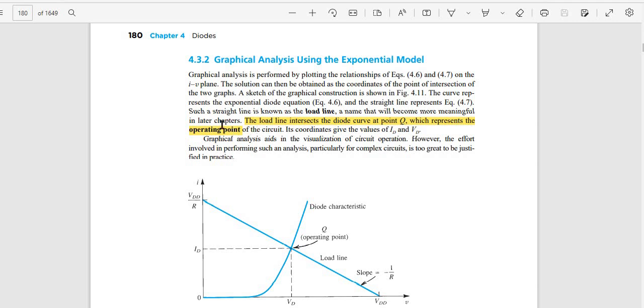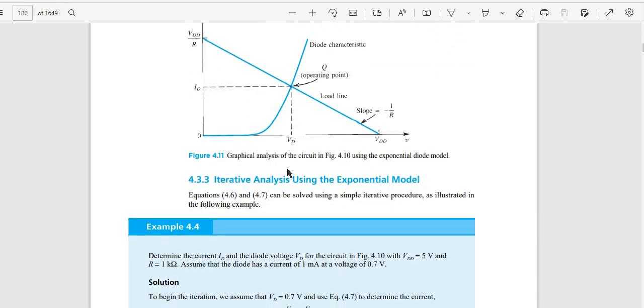The load line intersects the diode curve at point Q, which represents the operating point of the circuit. Its coordinates give the values of ID and VD. Graphical analysis aids in the visualization of circuit operation. However, the effort involved in performing such an analysis, particularly for complex circuits, is too great to be justified in practice. Graphical analysis of the circuit in figure 4.10 using the exponential diode model. This is the exponential diode model.